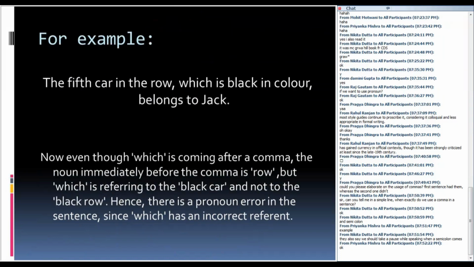For example, "The fifth car in the row, which is black in color, belongs to Jack." So "which" comes after a comma, first condition satisfied. But the problem is that now the word "which" will describe "row." It seems that the row is black in color: the fifth car in the row, which is black in color. So it seems that it is the row which is black in color and not the car. So the description changes, the meaning changes. I am not describing the color of the car. I am describing the color of the row.